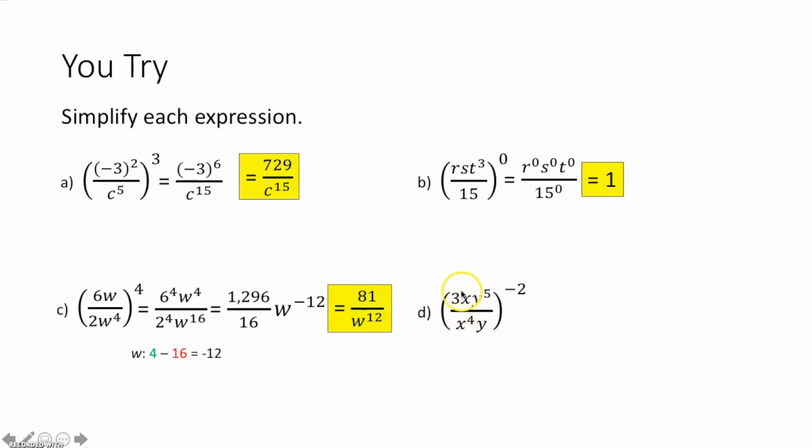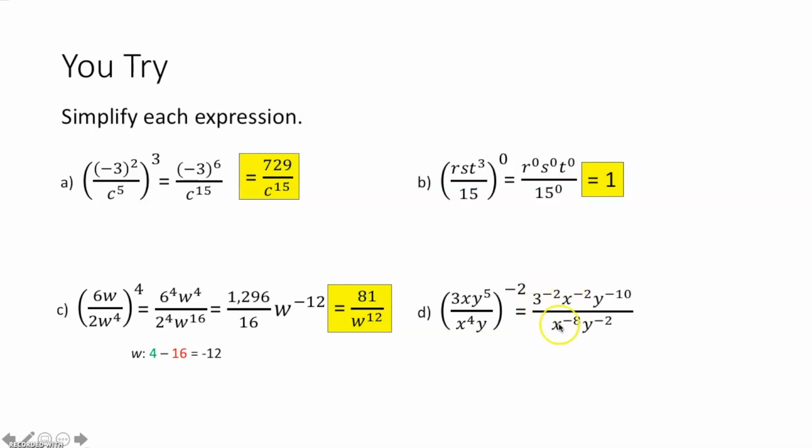And then for part D, we're raising the whole numerator to the -2nd and the whole denominator to the -2nd power. Now, since it's all multiplication, each part of this gets raised to the -2nd power. So this becomes 3 to the -2nd, x to the -2nd, y to the -10th, because power to a power, you have to multiply. Down here, this becomes x to the -8th, because it's power to a power, you got to multiply, and y to the -2nd. Now, anything with a negative exponent, you got to move to the other side. So this 3 to the -2nd, we can move down here. It becomes 3 to the +2nd.